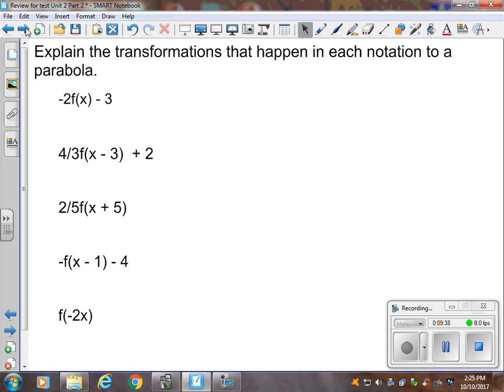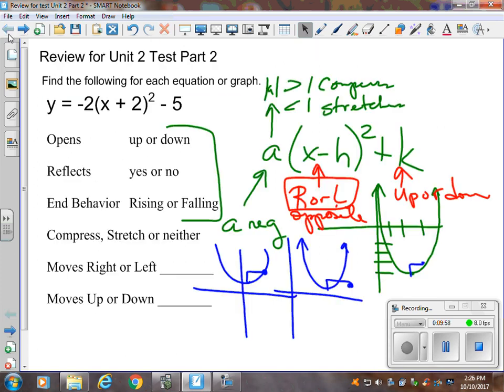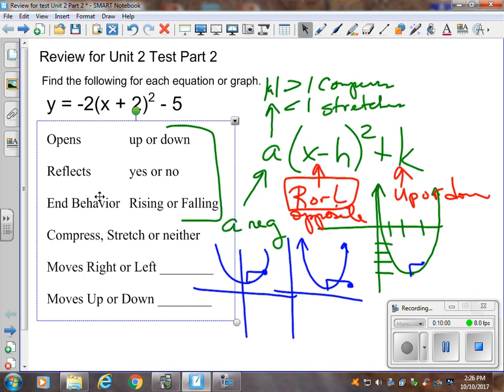Okay, another thing I want you to be able to do on your test is explain the transformations that happen with each notation to a parabolic graph, okay? So in these notations, I'm expecting you to know what was on the first slide. Okay, so let me bring that first slide back over here for just a second and copy that.